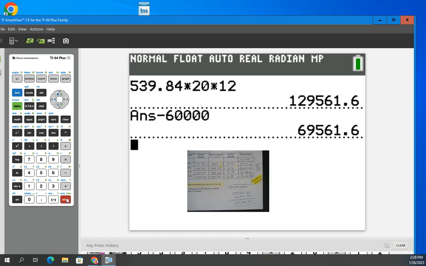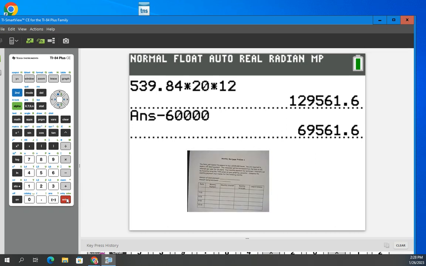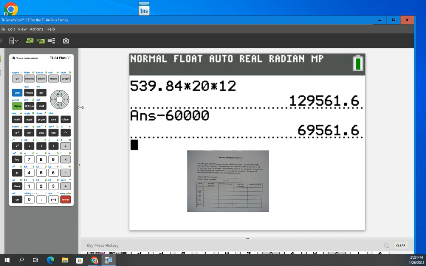Okay. So now that you've seen this example, you guys are going to turn this over and you are going to complete monthly mortgage problem 1, and then you will be done for today.